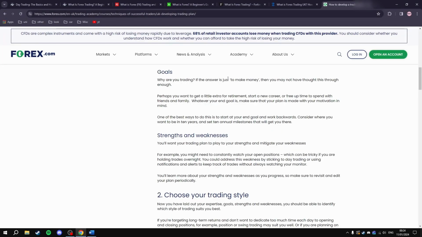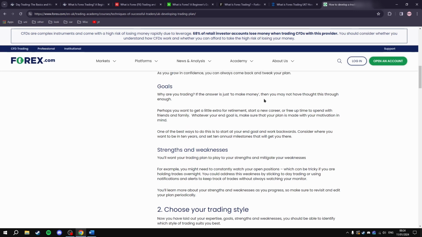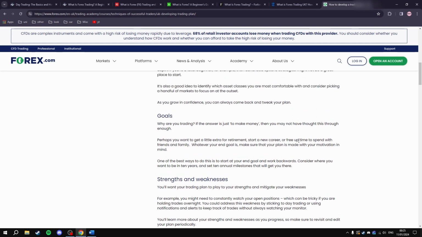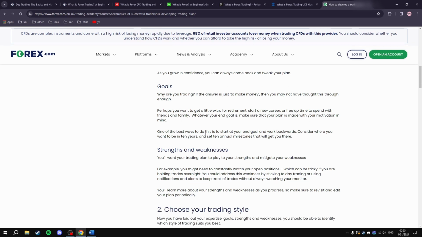Goals. Why are you trading? If the answer is just to make money, then you may not have thought this through enough. Perhaps you want to get a little extra for retirement, start a new career, or free up time to spend with friends and family. Whatever your end goal is, make sure that your plan is made with your motivation in mind. One of the best ways to do this is to start at your end goal and work backwards. Consider where you want to be in 10 years and set 10 annual milestones that will get you there.